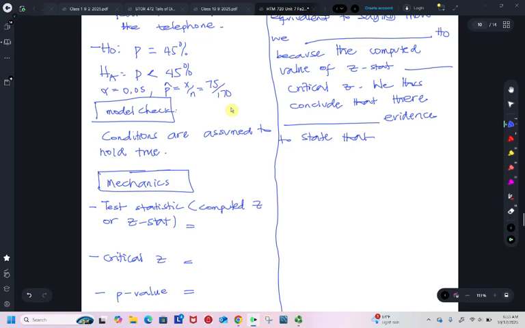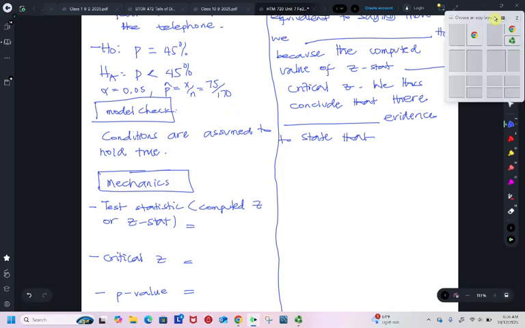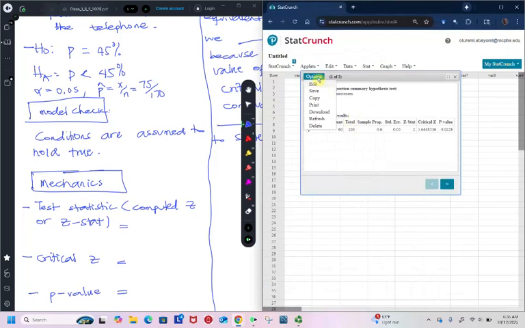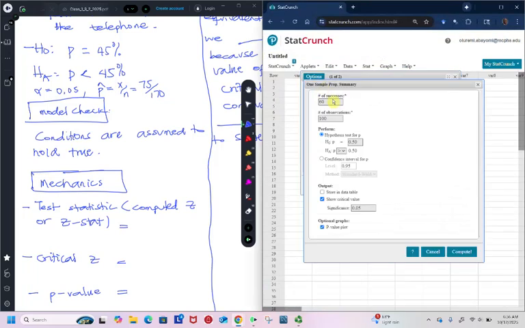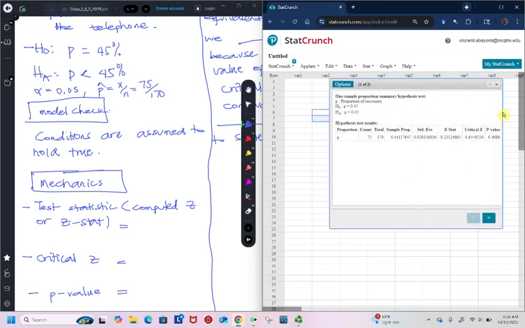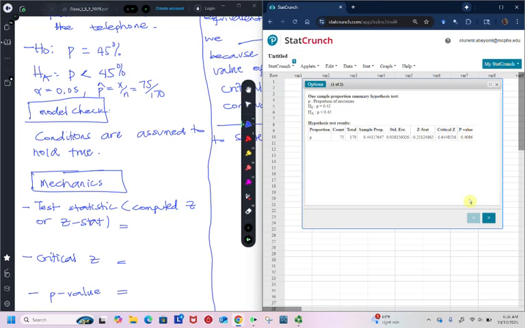And with that said, we can go back to StatCrunch and we're going to edit our entries. This time it is 75 out of 170, and the assumed proportion is 0.45, and we want to look at less than, the left-tailed test. Okay, and would like to compute.